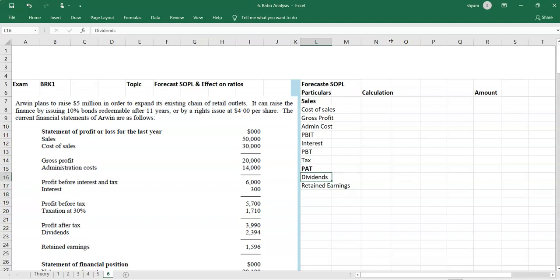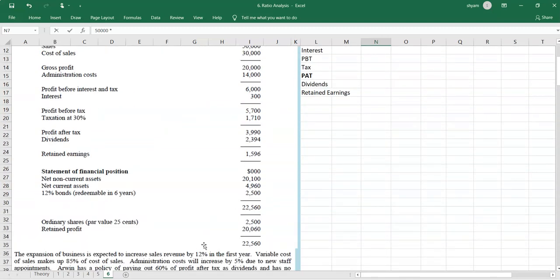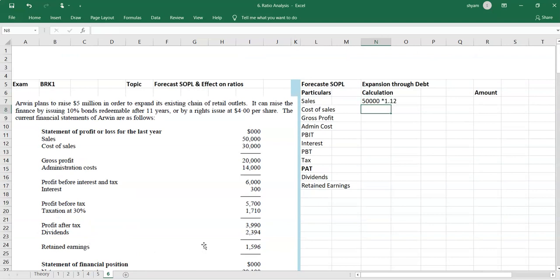So we have to find out all this information, and we have to find it out in two ways. One is expansion through debt, and again expansion through equity, that will be another one. Okay, so we'll start. Sales is currently 50,000 here, and that sales is going to increase by 12%.